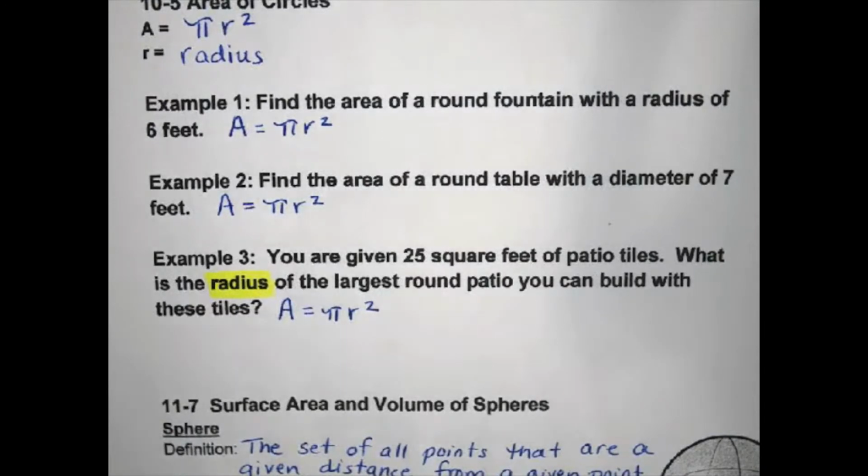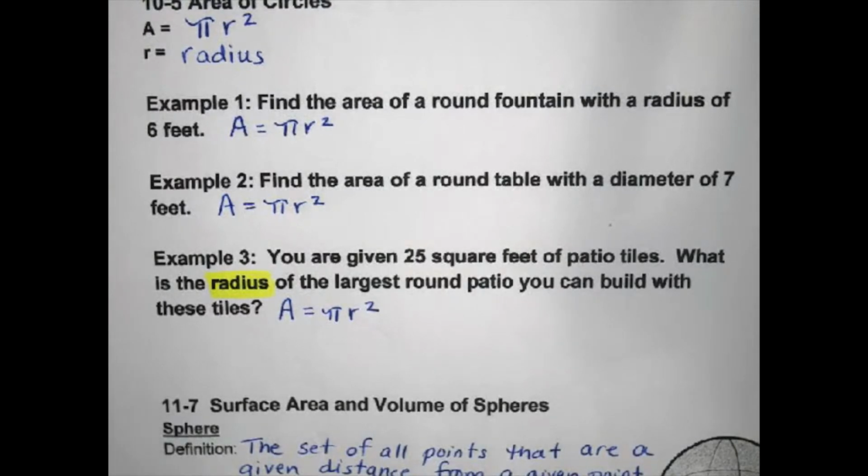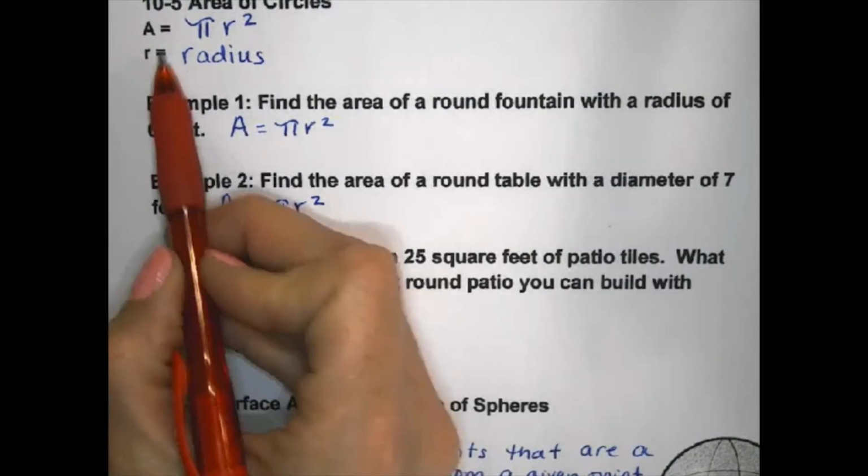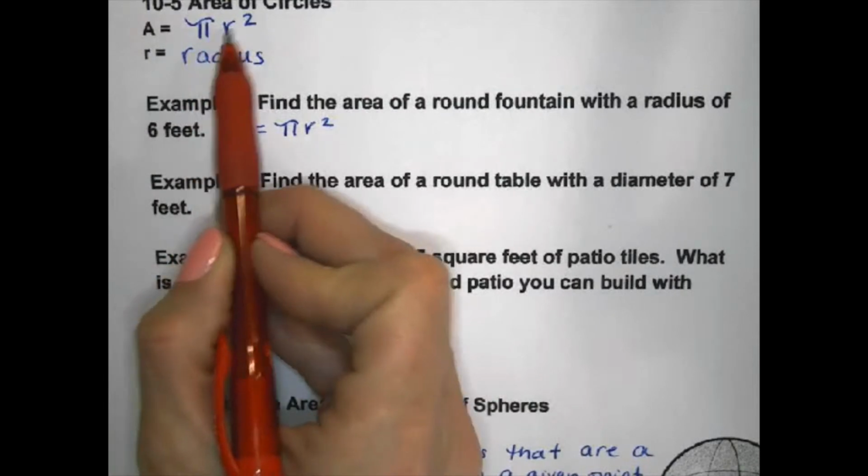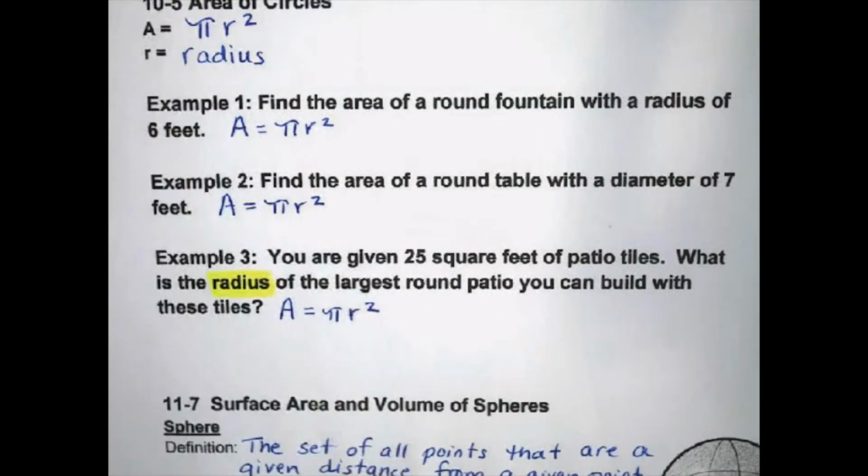Welcome to this lesson on circles and spheres. We are going to talk about the area of circles and the surface area and volume of a sphere. In order to find the area of a circle, we use the formula area equals pi times r squared, with r of course being the radius.